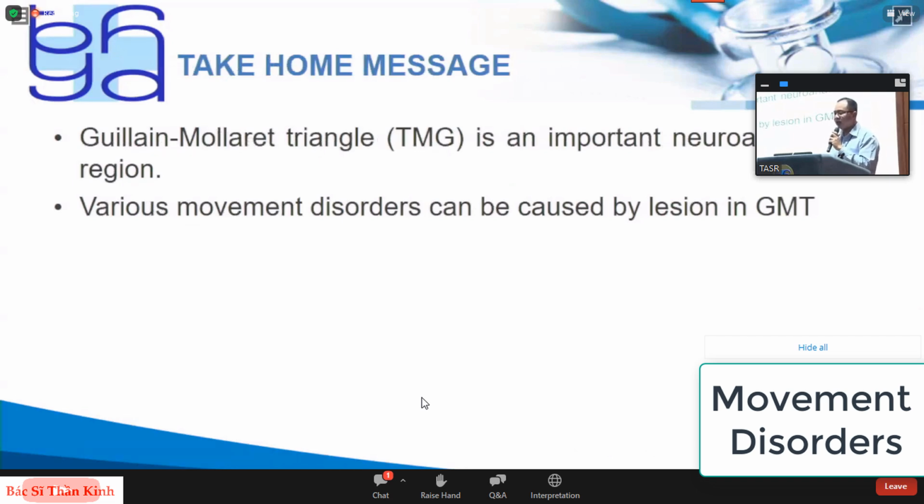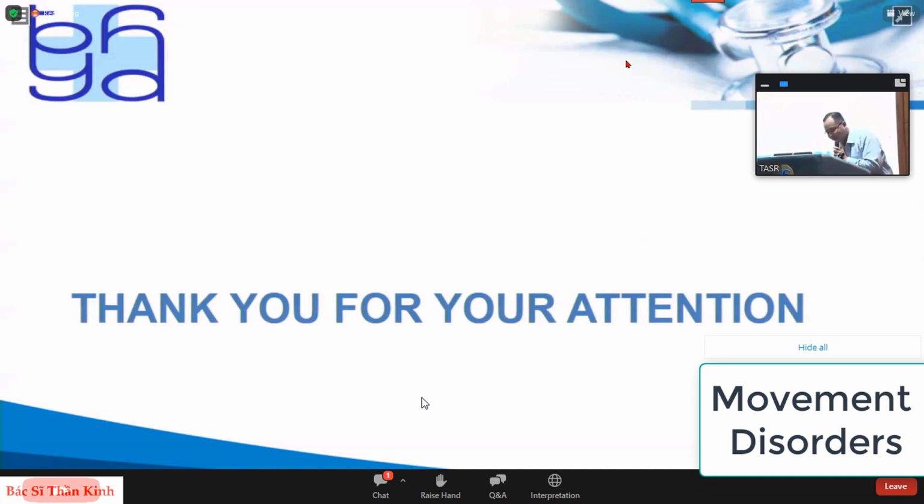Finally, before closing my presentation, I want to emphasize again that the Guillain-Mollaret triangle is a very important neuroanatomical region, and any damage in this region can cause various movement disorders. You can see in my presentation tremor, myoclonus, and myorhythmia, and therefore we need to recognize it early to prevent expensive over-treatment of the patient. Okay, thank you so much for your attention.